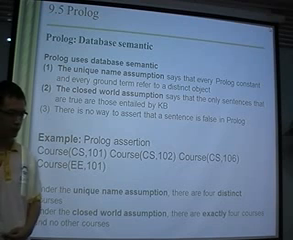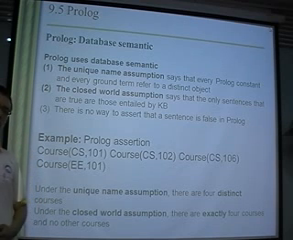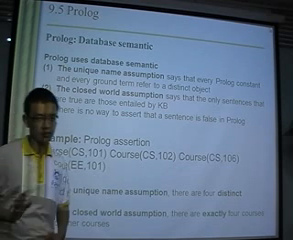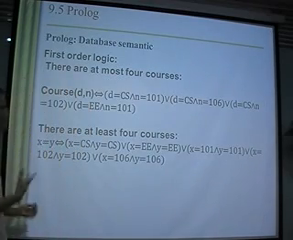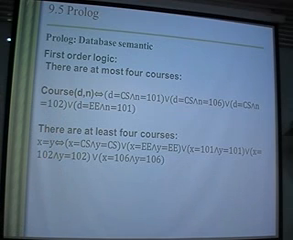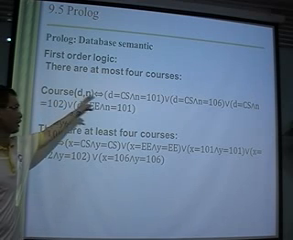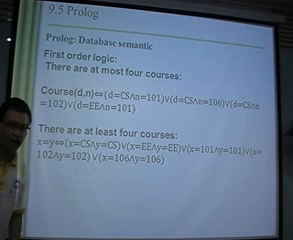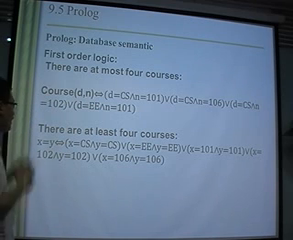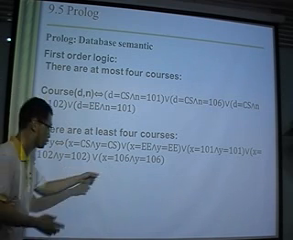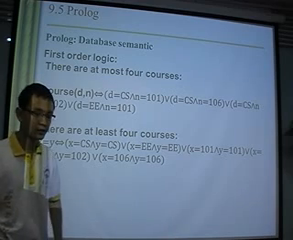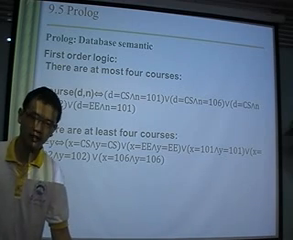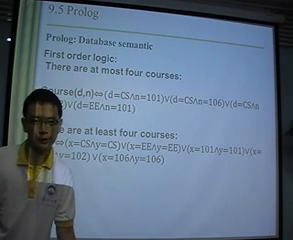But if you want to implement this idea in first-order logic, it will be extremely complicated. Let's see how to do it. For first-order logic, first, we have to say that there are at most 4 causes. So here. And then we have to say that there are at least 4 causes, and which results in this line. So we can see that the database semantics makes the Prolog language extremely concise.